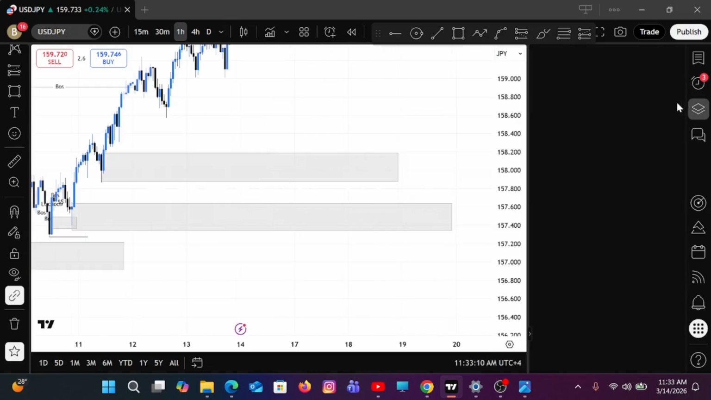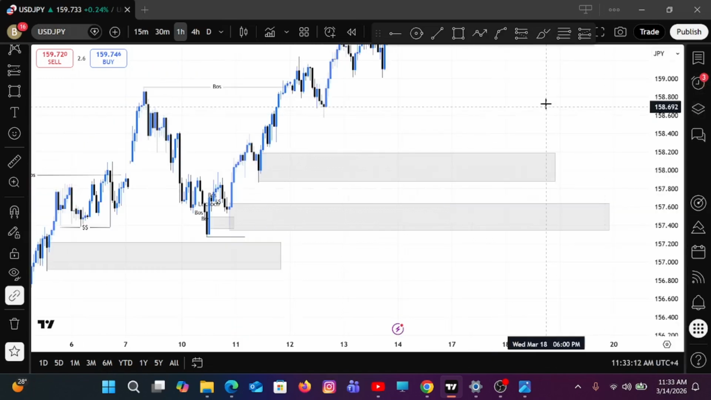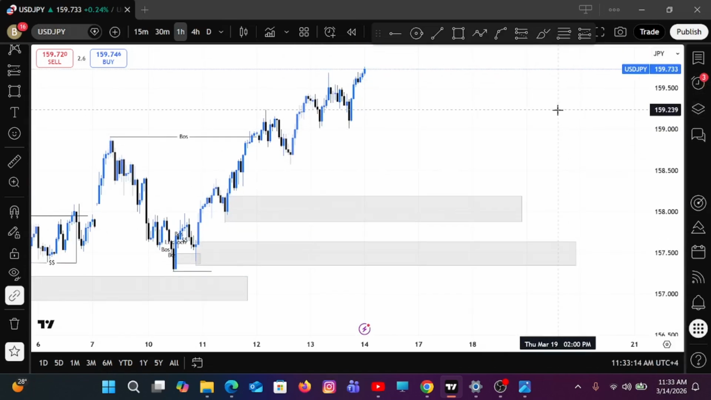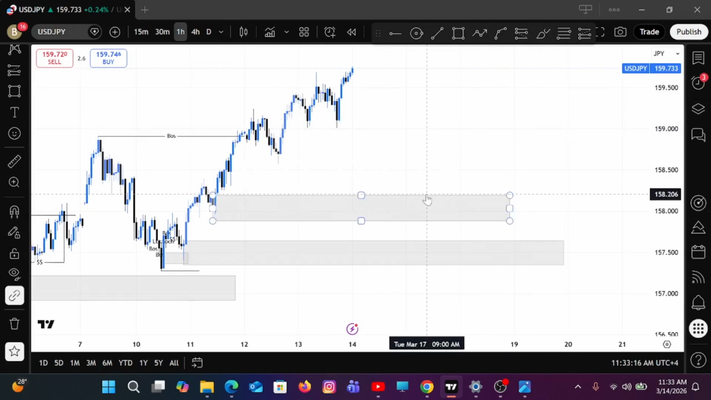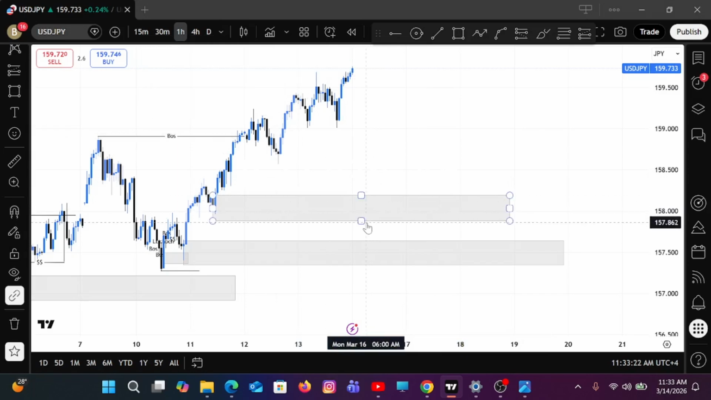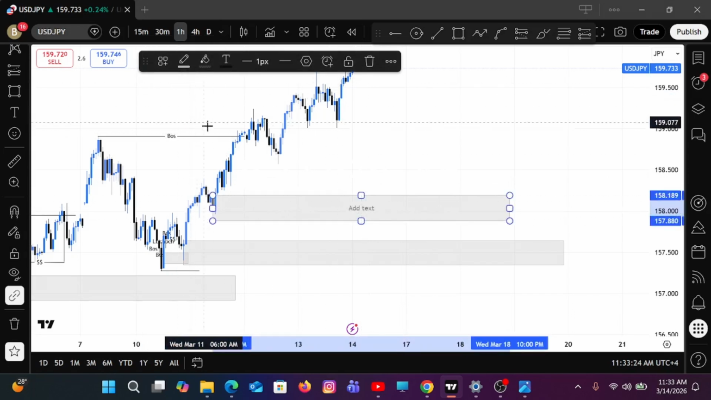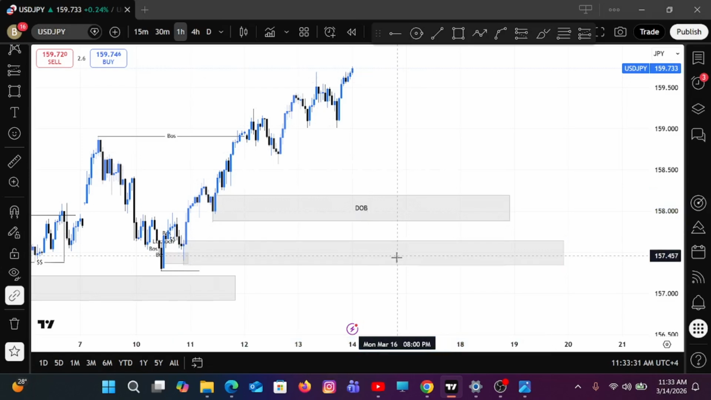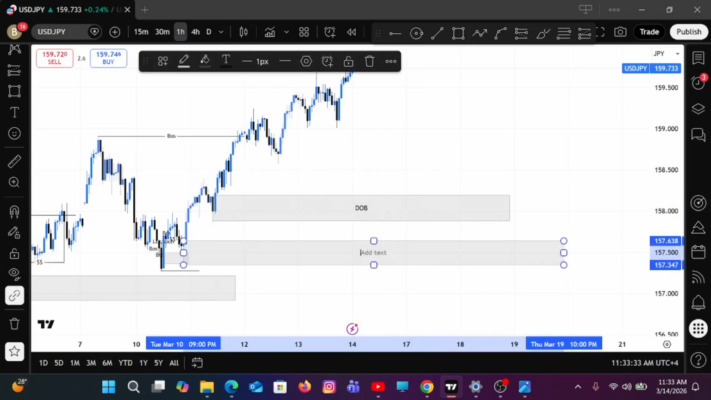So when I'm having two order blocks, this first one will be considered as the decisional order block. Let me just name it as DOB, decisional order block. Then this other one will be considered as the extreme order block, EOB, extreme order block.